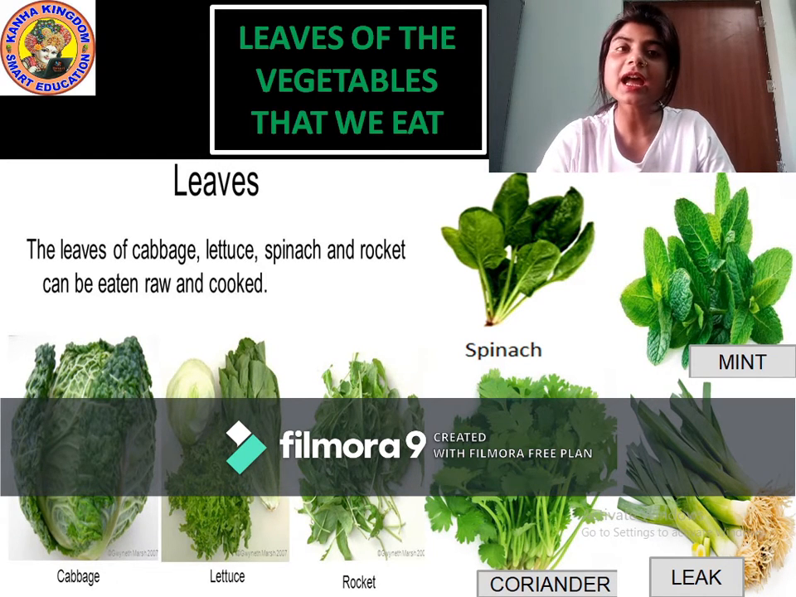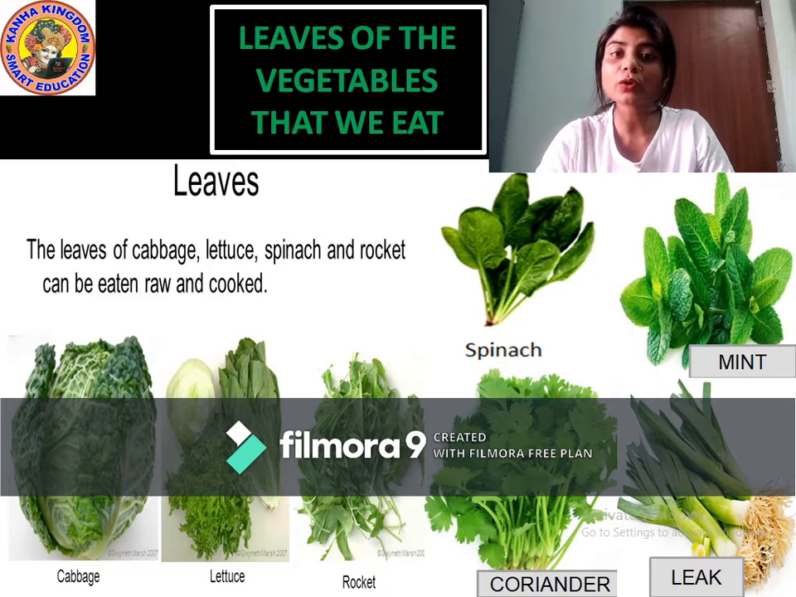We also eat the leaf of a plant. These are the leaf of a plant. Yes or no? These are the leaf of a plant that we eat as vegetables. For example, cabbage, lettuce, rocket, spinach, coriander, mint, leek. Leek means the leaf of onion. What is leek? L-E-A-K. Leek is the leaf of onion.